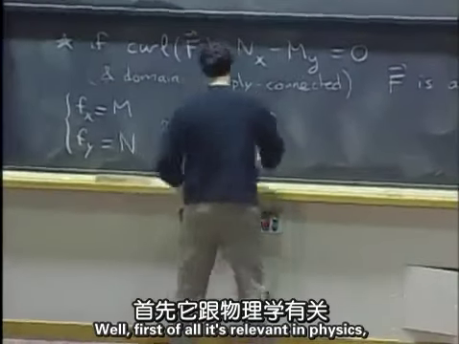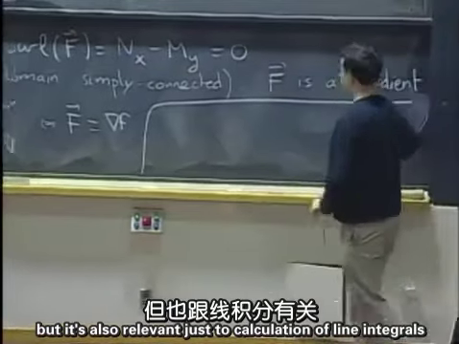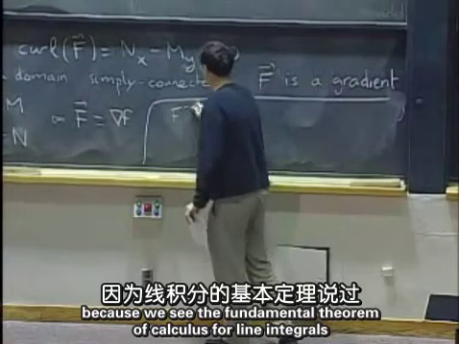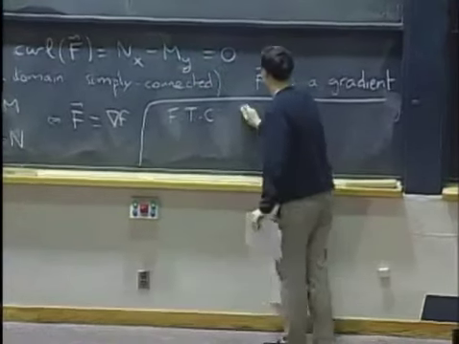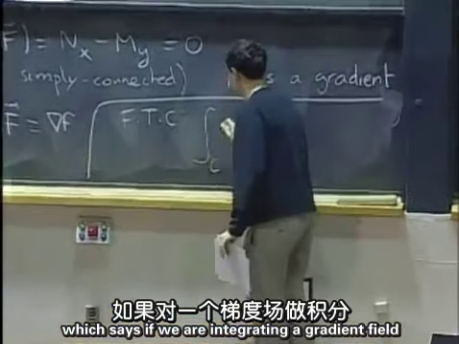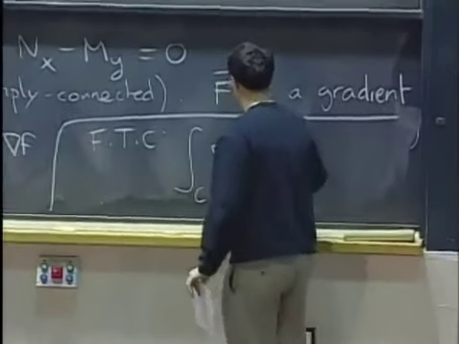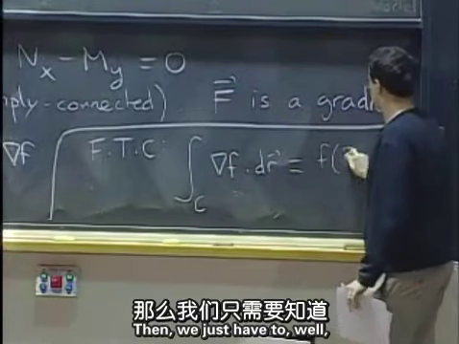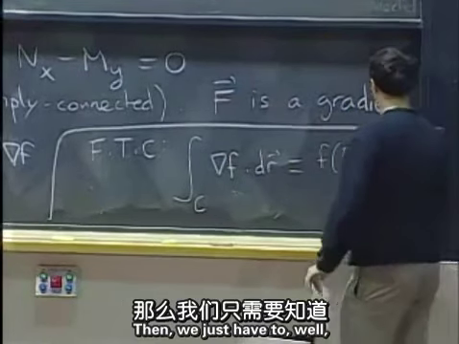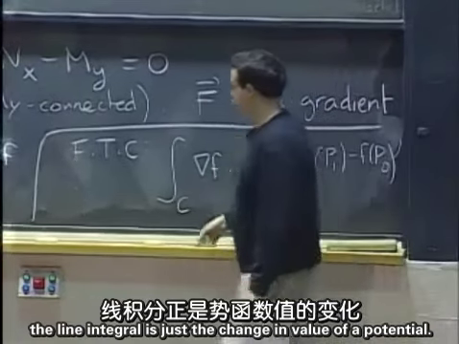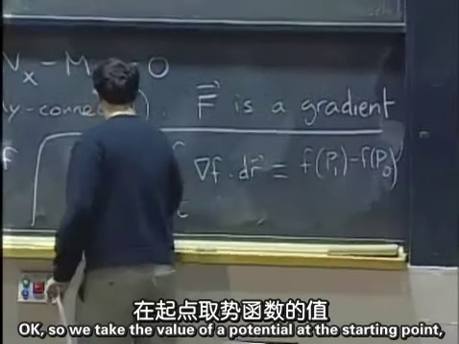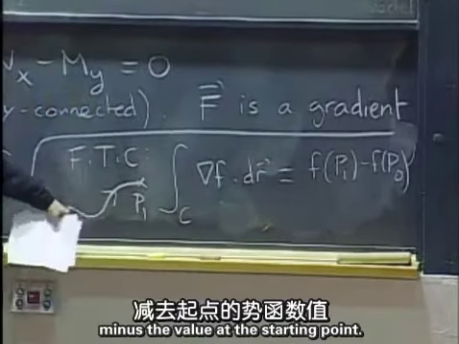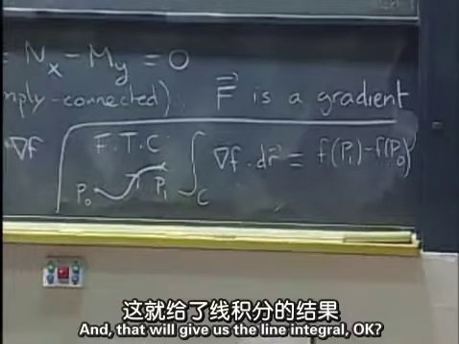Well, first of all, it's relevant in physics, but it's also relevant just to calculation of line integrals, because we've seen the fundamental theorem of calculus for line integrals, which says if we're integrating a gradient field and we know what the potential is, then the line integral is just the change in value of the potential. So we take the value of the potential at the end point minus the value at the starting point, and that will give us the line integral.